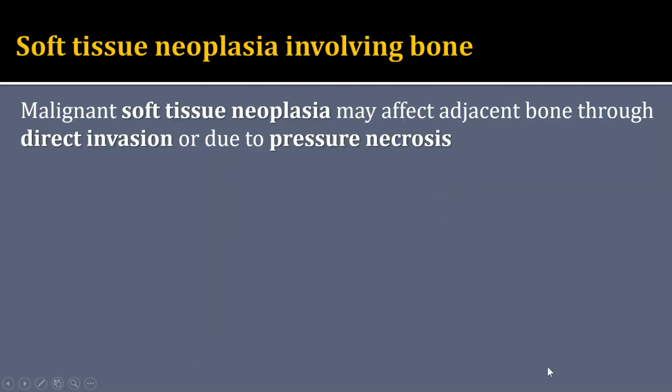Then finally, malignant soft tissue neoplasia can affect adjacent bone, either through actual direct invasion of the tumor, but also sometimes due to pressure necrosis, where the soft tissue mass is just exhibiting pressure on the bone and the bone kind of remodels or necroses around it.